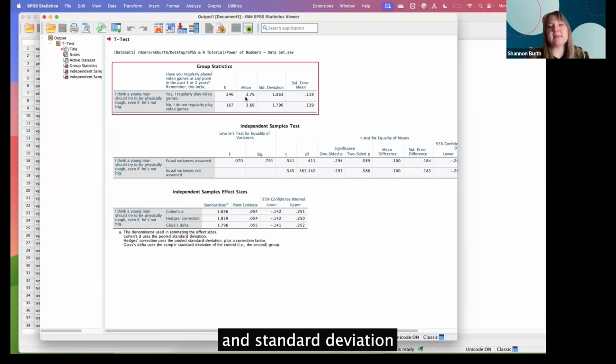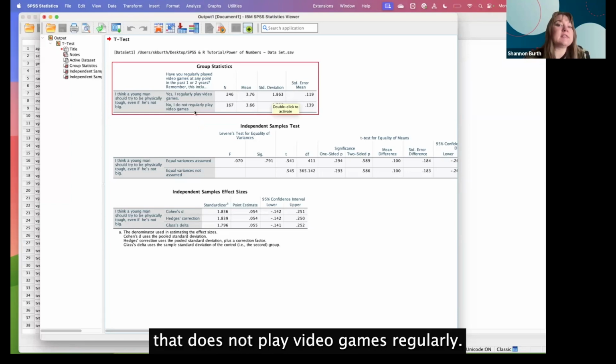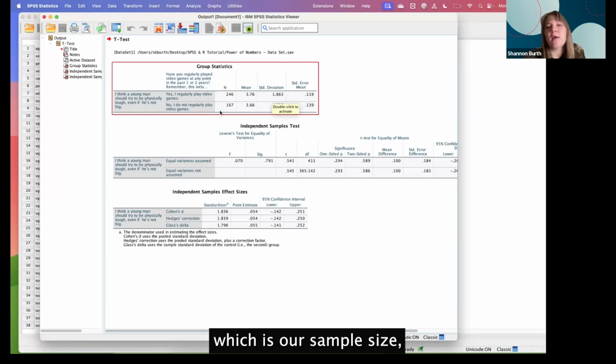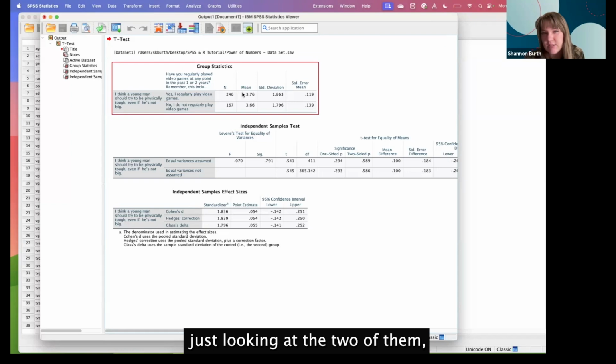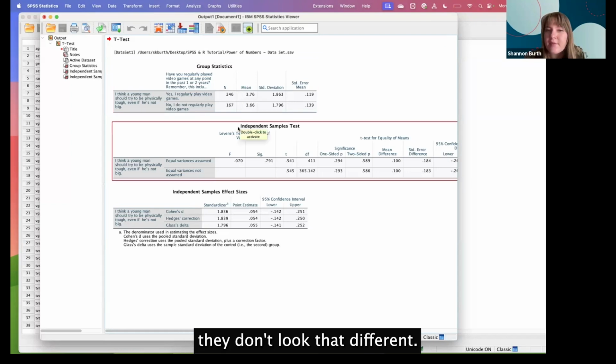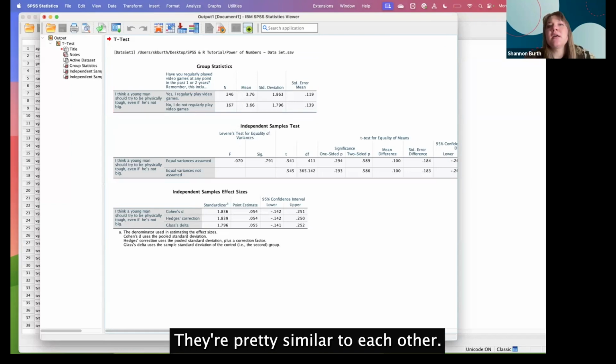First thing we see here is a mean and standard deviation for both the group that plays video games regularly and the group that does not. We also have our N here, which is our sample size, which tells us how many people are in each group that we compared. Just eyeballing it, if we compare the means, they don't look that different. They're pretty similar to each other.